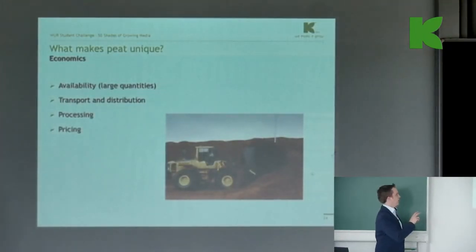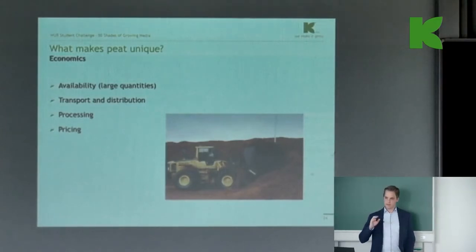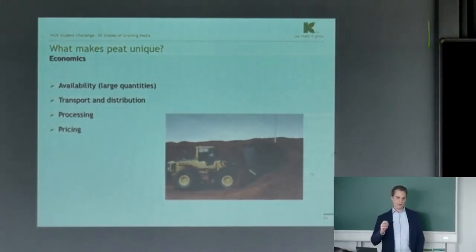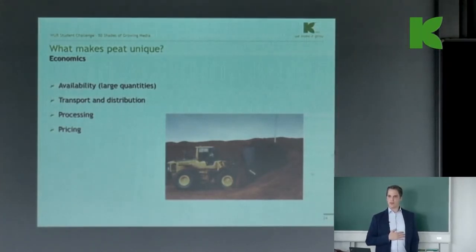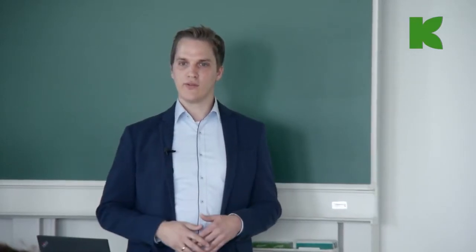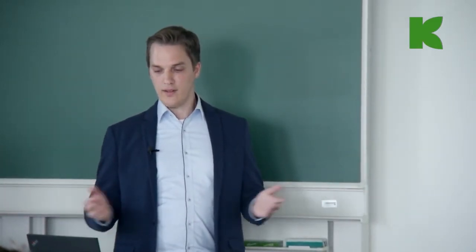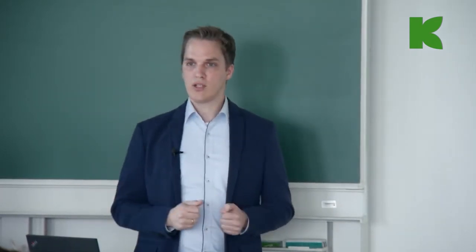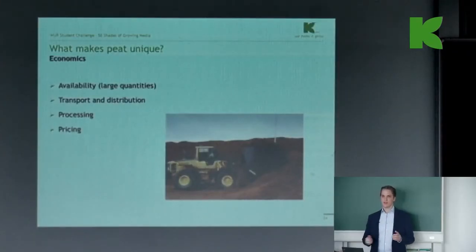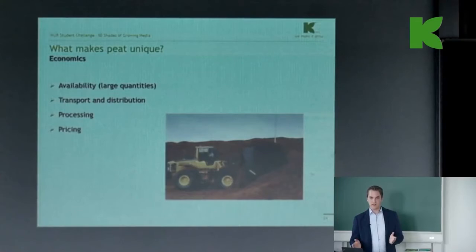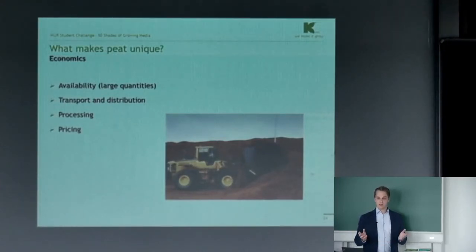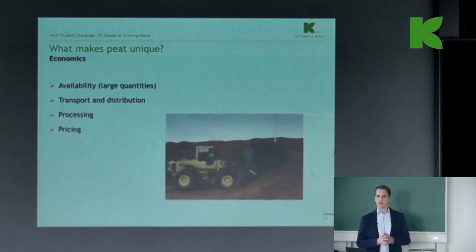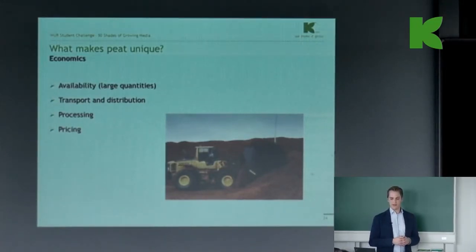I also added economic properties. Well, that's not the most important thing, of course, but for us it is. We produce 3.6 million cubic meters of substrates every year. So what we need is a material which is available in very large quantities, and peat is. It's very easy to transport, and distribution is very easy because it's a lightweight product. I mentioned that already. Processing is rather simple, and pricing is in the end a very important reason for our customers. Peat is a very low-cost material. That's very attractive for our customers if they can buy a very good growing media for a low price.